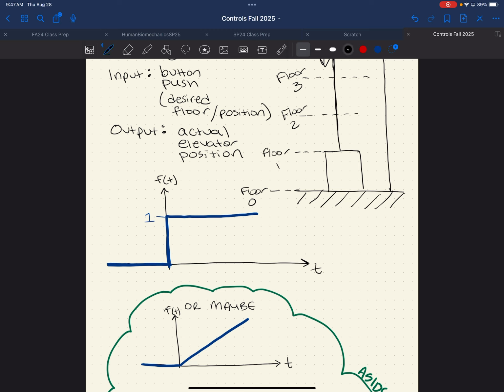We actually have a special name for this function. We call it a step function.